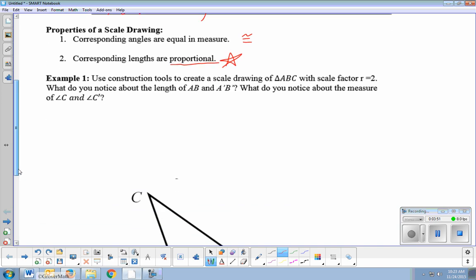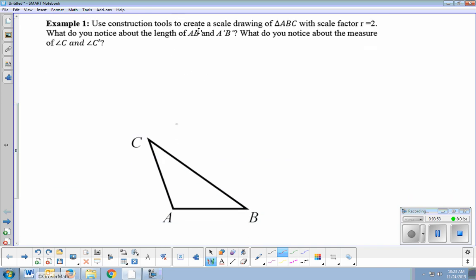Let's see a couple of constructions. Use your construction tools to create a scale drawing of triangle ABC with a scale factor R equals 2. And so what that means is I want to make it twice the size as this. What do you notice about something?